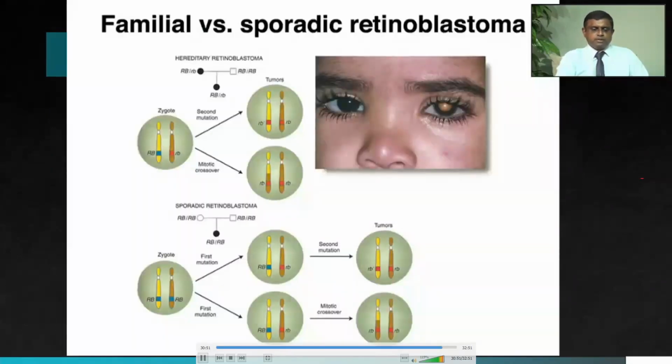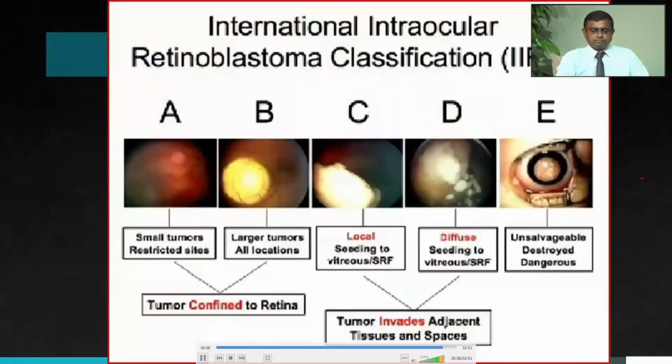So this is the prototypic cancer which develops in humans through mutations of the RB1 gene. Retinoblastoma can be classified according to the size and the location of the tumor. Very small tumors located away from the disc and macula are called group A. Bigger tumors located close to the disc or macula are called group B. Even bigger tumors are called group C, and when there is vitreous seeding, we call it group D, and very large tumors occupying the whole eye are called group E.